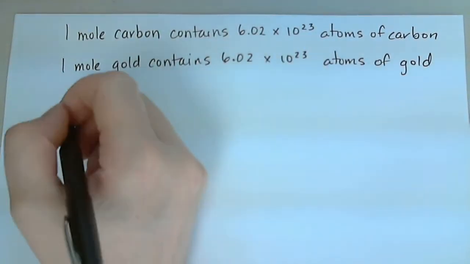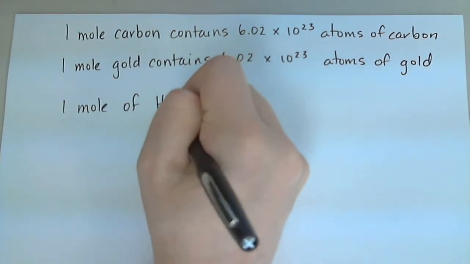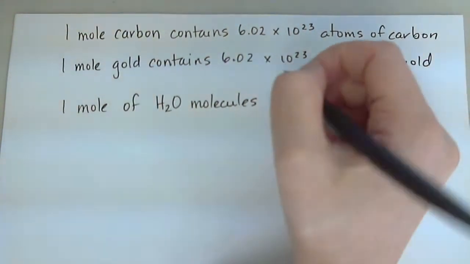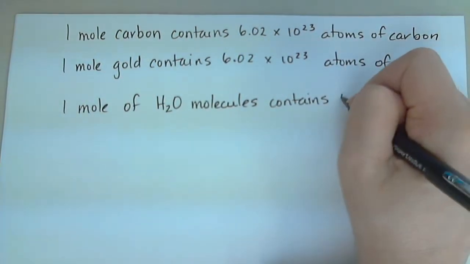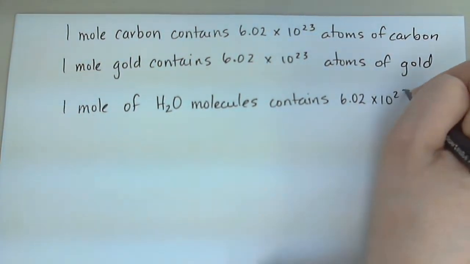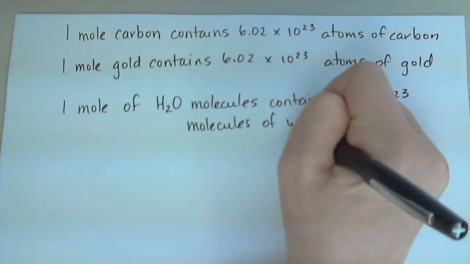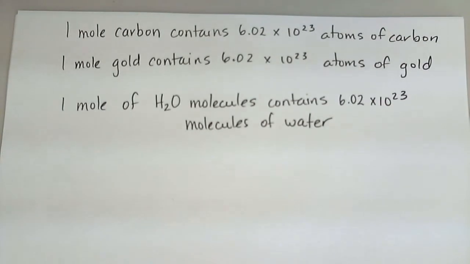Now, what about in 1 mole of water molecules? Guess what? In 1 mole of water molecules, there are 6.02 times 10 to the 23rd molecules of water. Okay, so these are all examples of what we already know, which is that 1 mole of anything contains 6.02 times 10 to the 23rd of that thing.